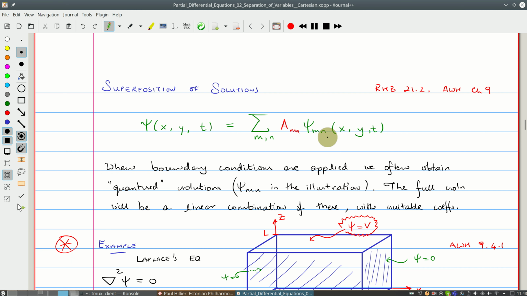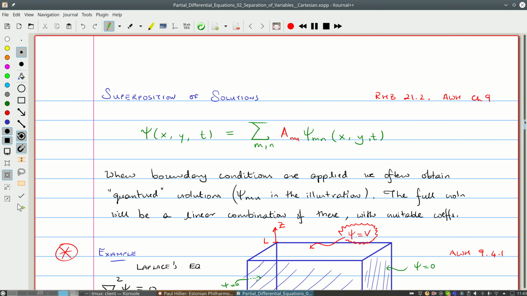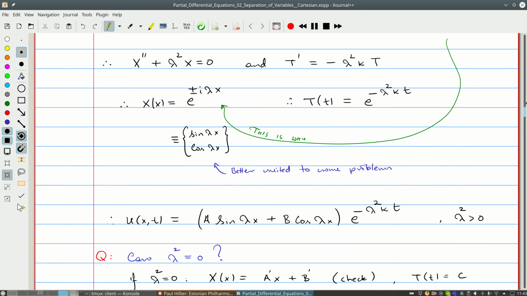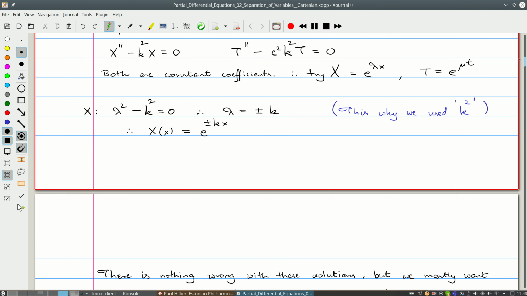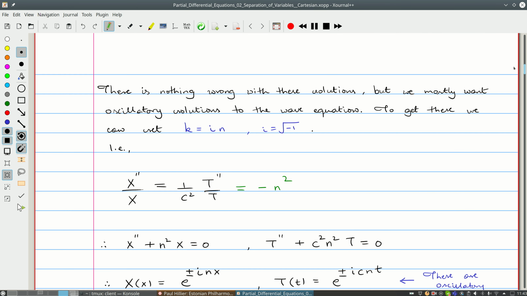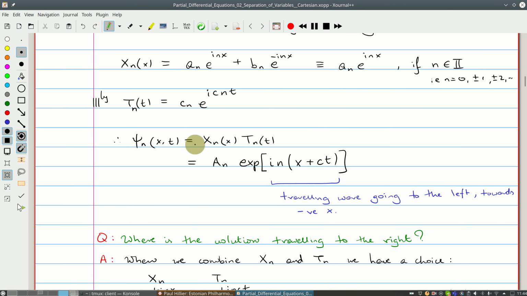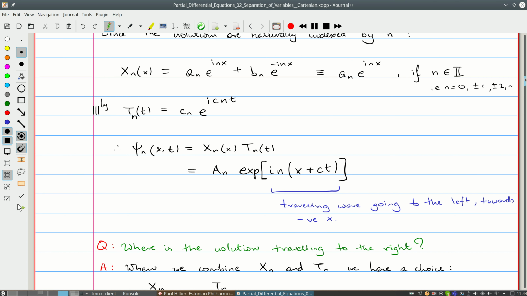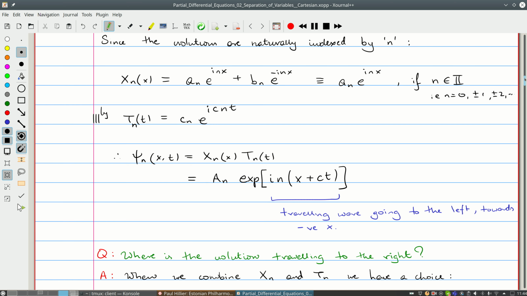Now you'll understand what the m and n actually signify soon, but just to remind you, when we wrote down our solution to the wave equation, we indexed it with n. So psi_n was defined to be a_n times this exponential involving the constant n, where n turned out to be an integer here, positive or negative or 0. So that becomes our solution for a given n.